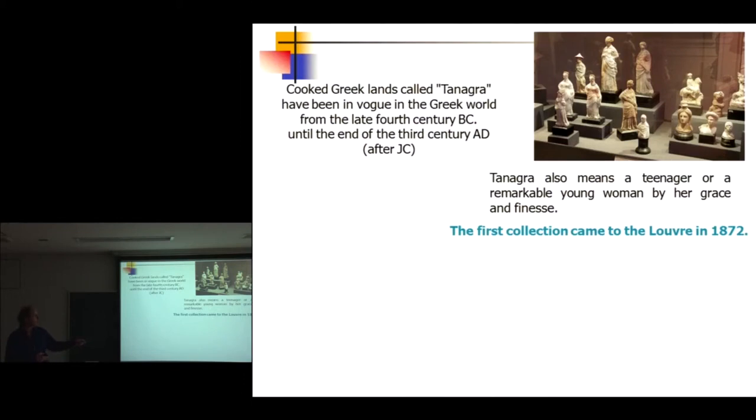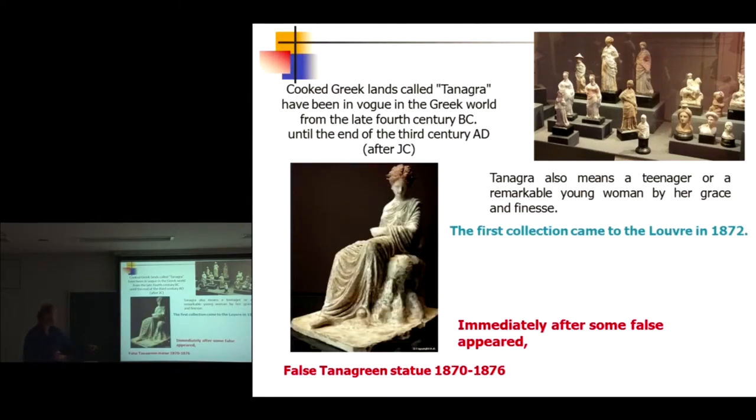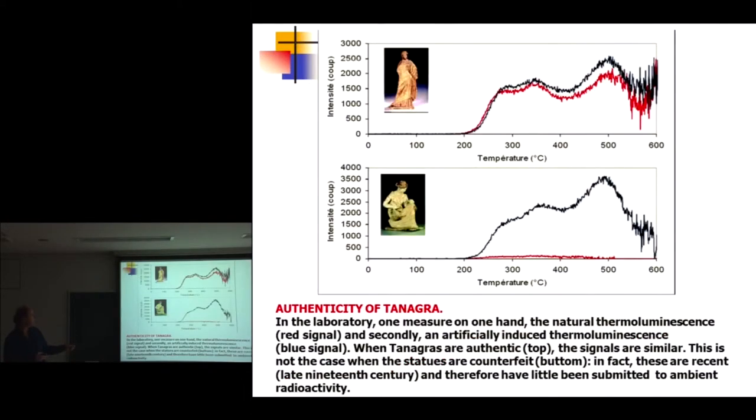So the first collection arrived in the Louvre in 1872, and a lot of pottery arrived at this time. Immediately after, some false pottery appears. This one is a false pottery. It's not made 2,000 years ago. It was very popular at this time in the Louvre. Immediately after, several hundred new Tanagra appeared on the market, and they were false. So now in the Louvre, with thermoluminescence, they try to look at the authenticity of the different Tanagra.